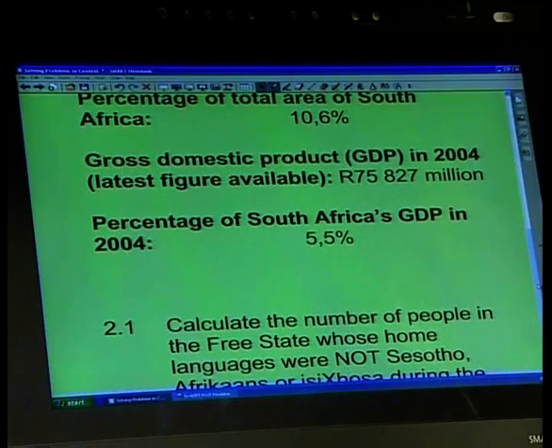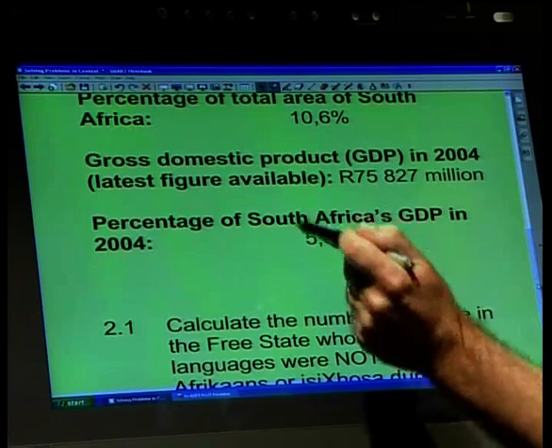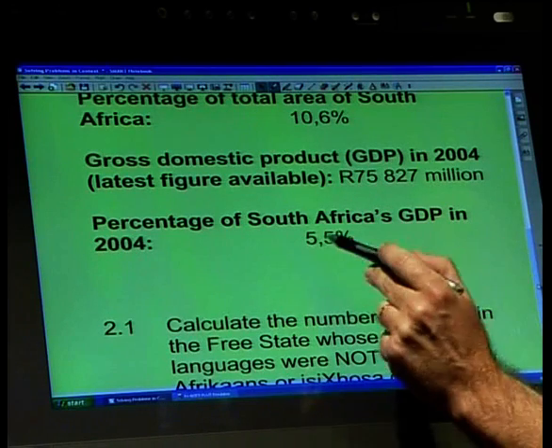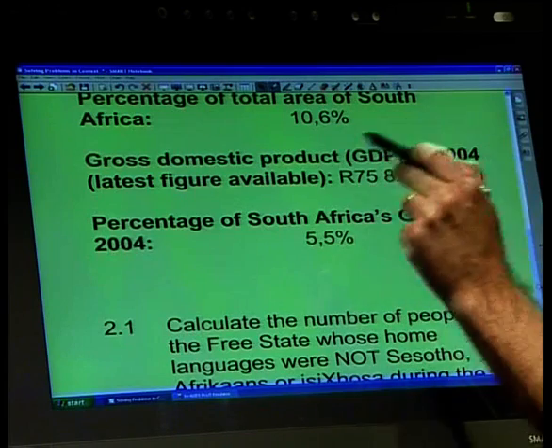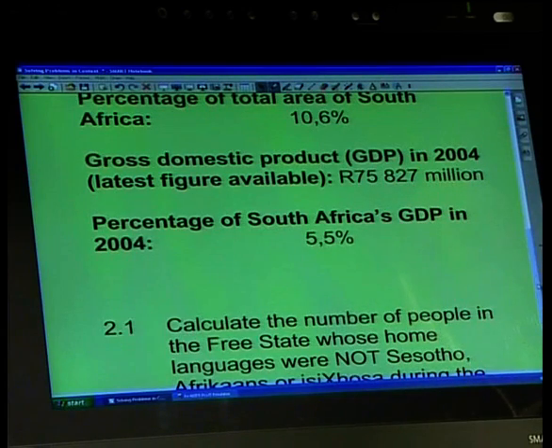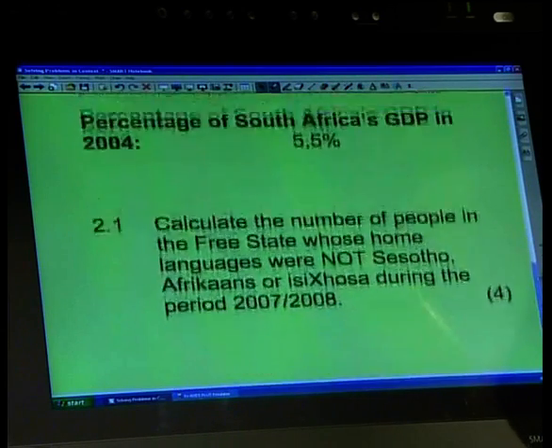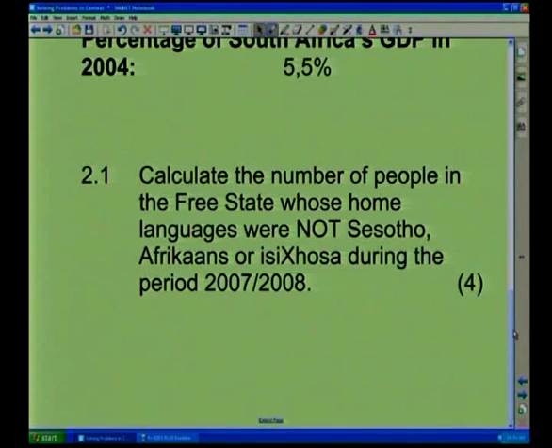Here again we have the gross domestic product, 75,827 million rand. And that's also given as a percentage figure. In other words, the 5.5% is this total figure here in relation to the whole country. Well, to the question. It asks us to calculate the number of people in the Free State whose home languages were not Sesotho, Afrikaans, or isiXhosa during the period 2007 to 2008.